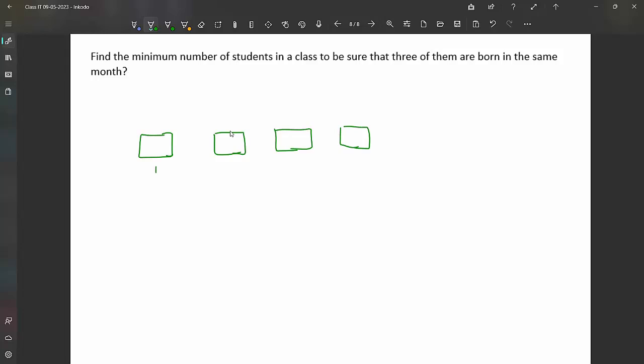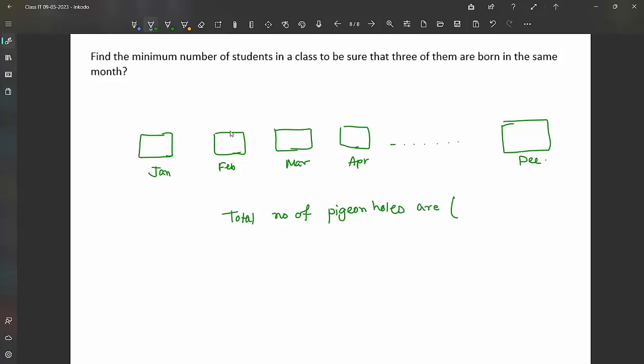So January, February, March, April, करके हमारे पास 12 months है, up to December. There are total 12 months. So the total number of pigeonholes, n, is equal to 12. And we are saying that 3 of them are born in the same month, यानी कि at least 3 students born in the same month.